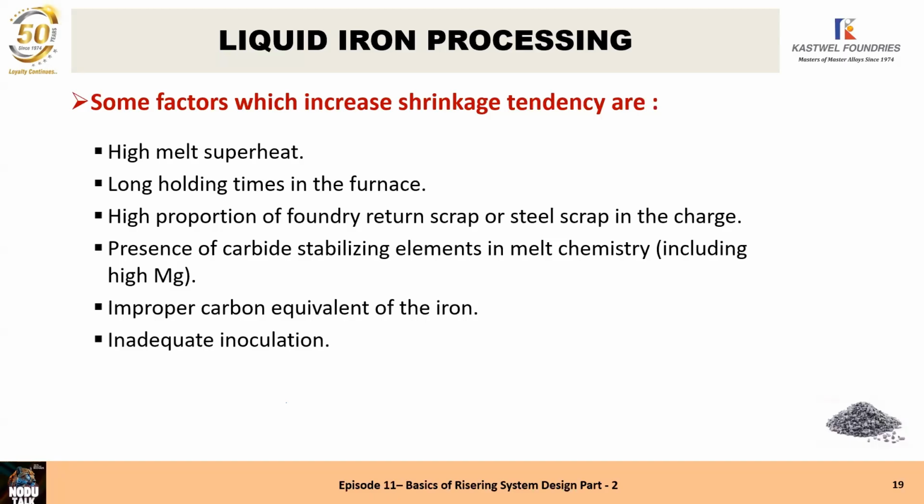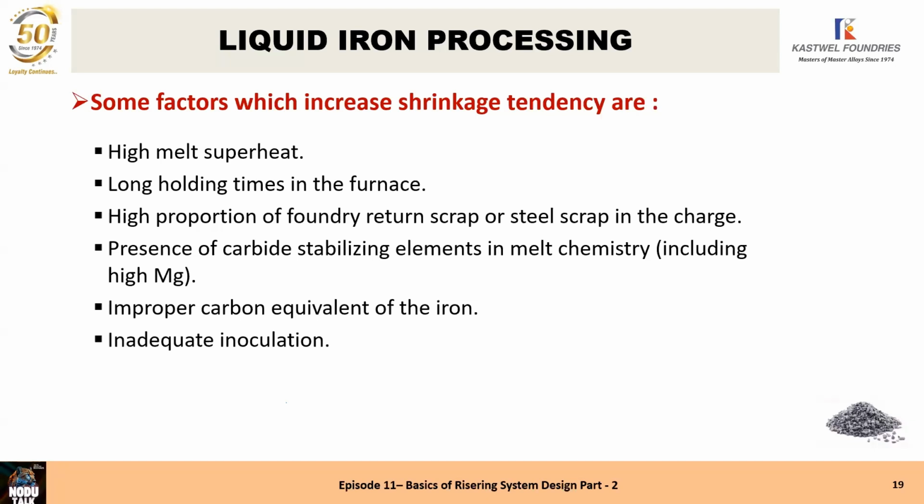Improper carbon equivalent. We have seen in one of the talks how the carbon equivalent is selected depending upon the cooling rate of the casting and the size of the casting. Improper carbon equivalent of the metal means improper carbon and silicon content, which will affect the volume changes in the risers and the casting, and can lead to shrinkage in the casting. Inadequate inoculation. If the inoculation is not proper and there are any carbides in the casting, you can be sure that the casting is not of good metal quality.